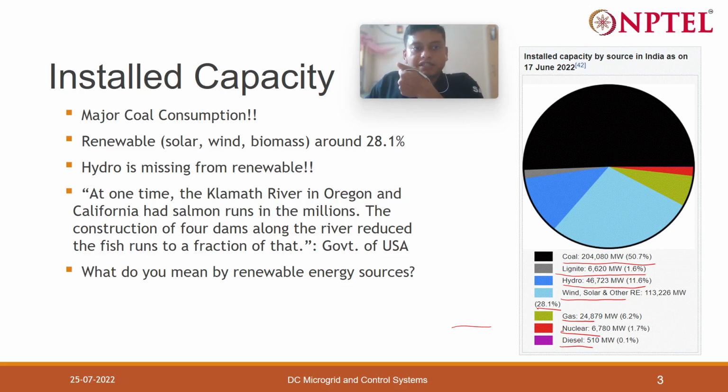has put one statement here. You can see that at one time the Klamath River in Oregon and California had salmon runs in the millions. The construction of 4 dams along the river reduced the fish runs to a fraction of that. That happens because by putting a dam, the salmon that were found earlier were large in number, but it is decreasing by putting 4 dams on the rivers. So this is the negative impact on our environment. That's why a big hydro plant is not part of the renewable resources.